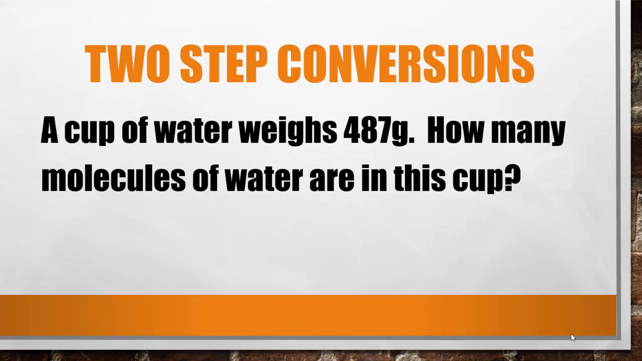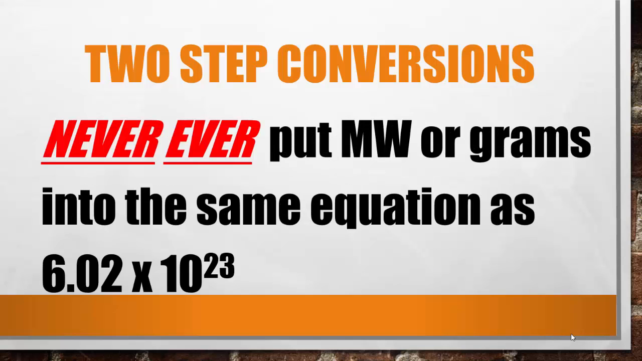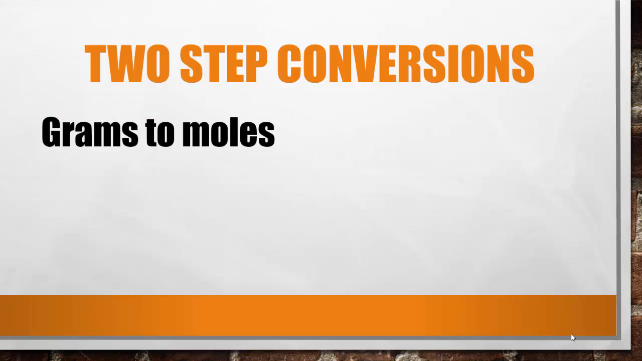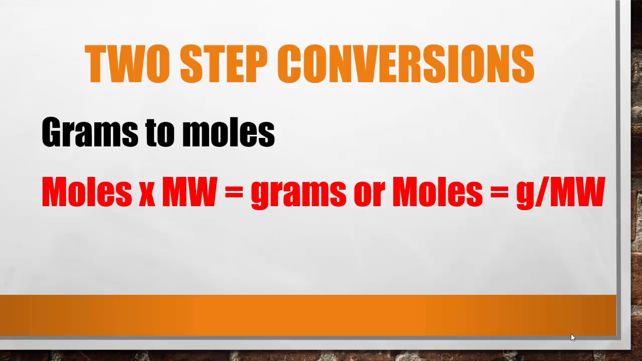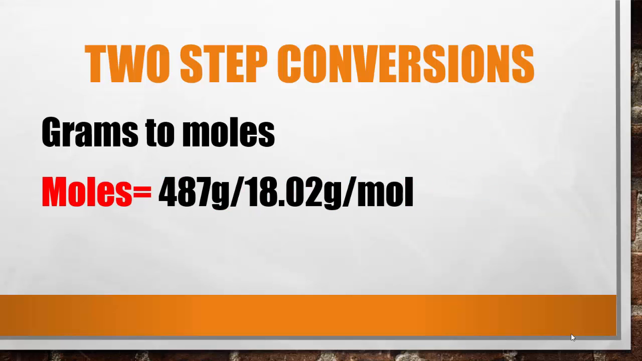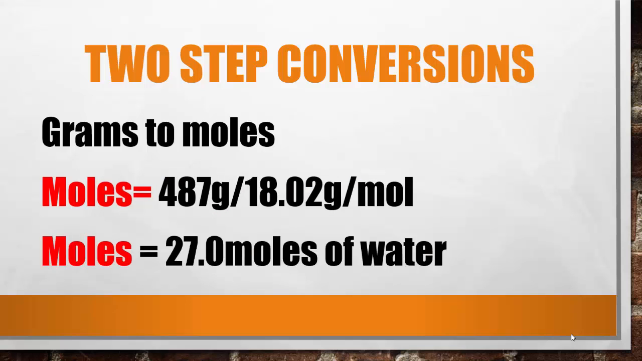So for example, you've got a cup of water that weighs 487 grams. How many molecules? Remember, never ever put molecular weight or grams into the same equation as 6.02 times 10 to the 23rd. So you want to go from grams to moles. We want to start with this equation, but we want to calculate moles, so we rearrange it to look like this. The molecular weight of water is 18.02 grams per mole, so we can take the 487 and divide it by that, and we get 27 moles of water.